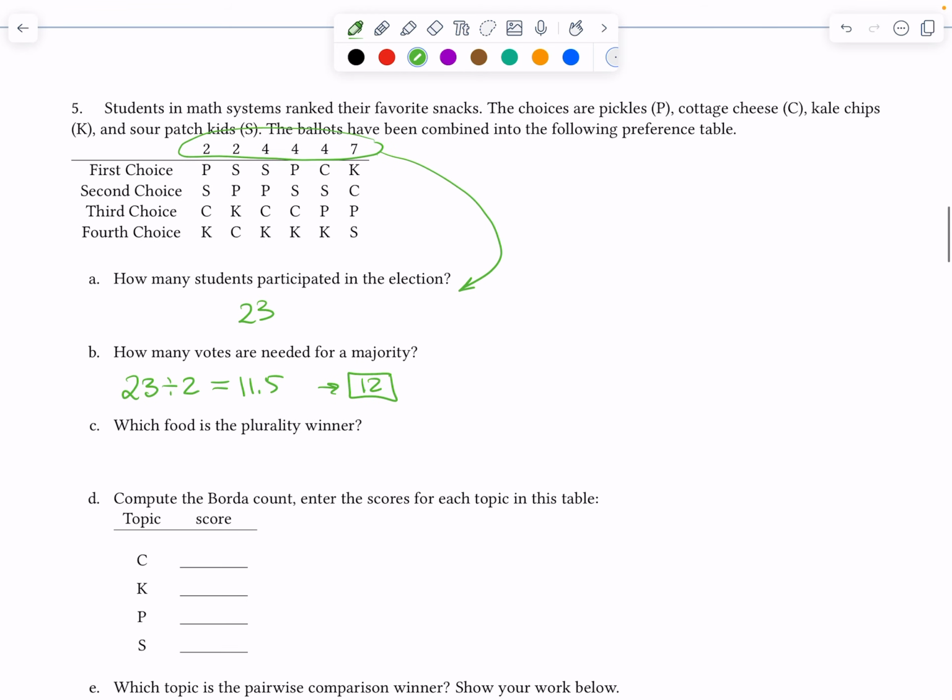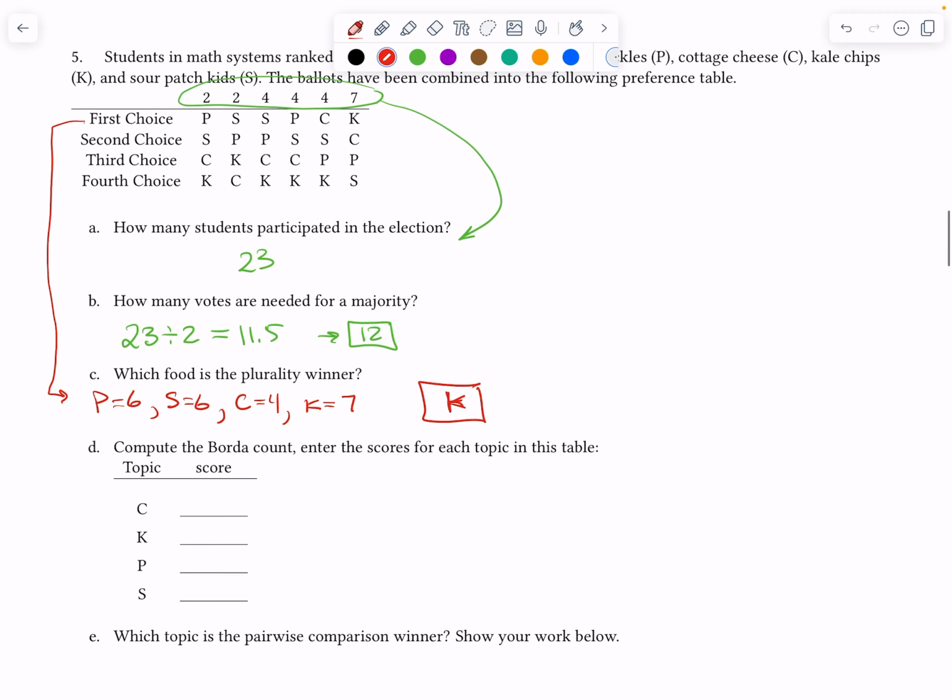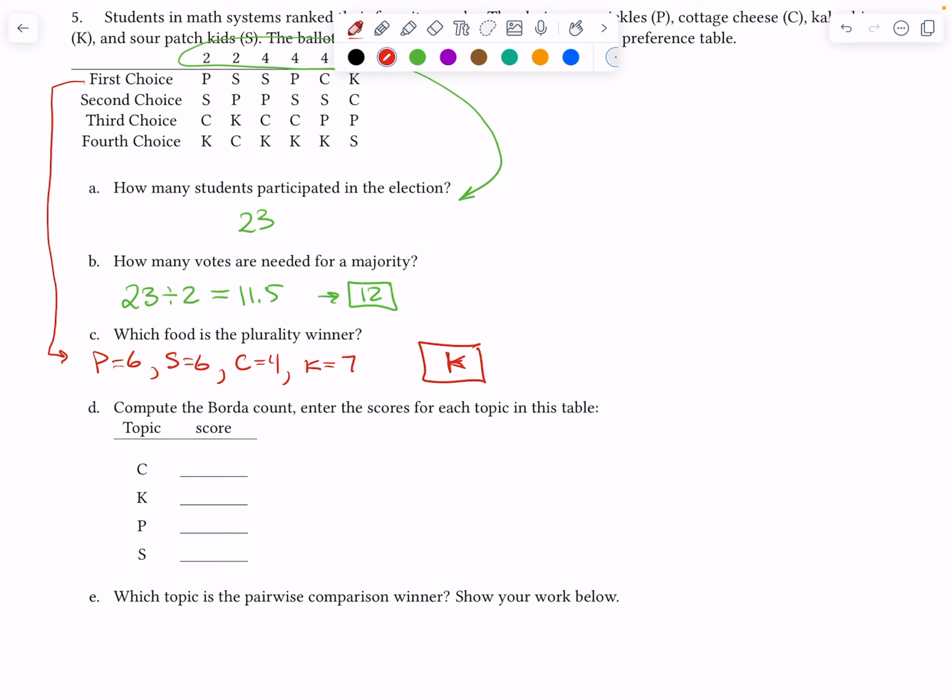Which food is the plurality winner? So here we're just looking at first choice, first place votes. P has 6 first place votes. S has 6 first place votes. C has 4 first place votes. And K has 7. So K is the winner, whatever that is. Kale chips. Delicious.